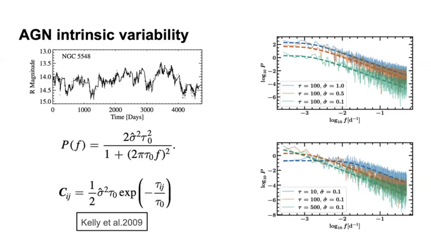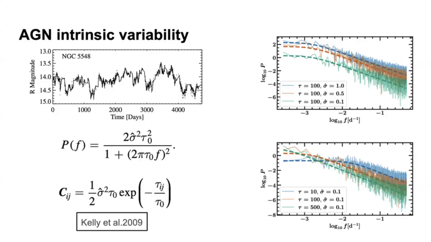So here you can see some examples of this power spectral density. Here I'm just changing the normalization sigma. Here instead I'm changing the damping timescale, so you can see that the power spectral density breaks at a different frequency.